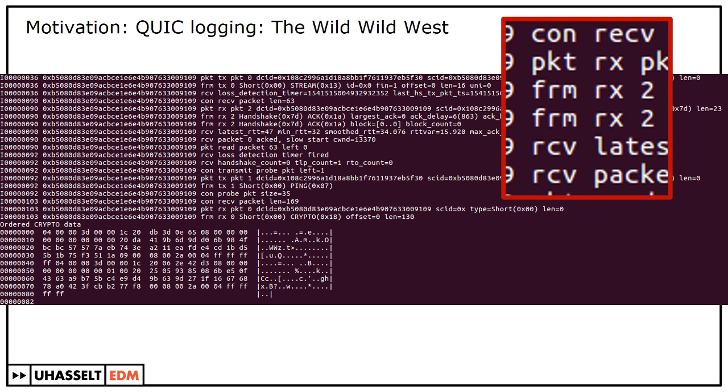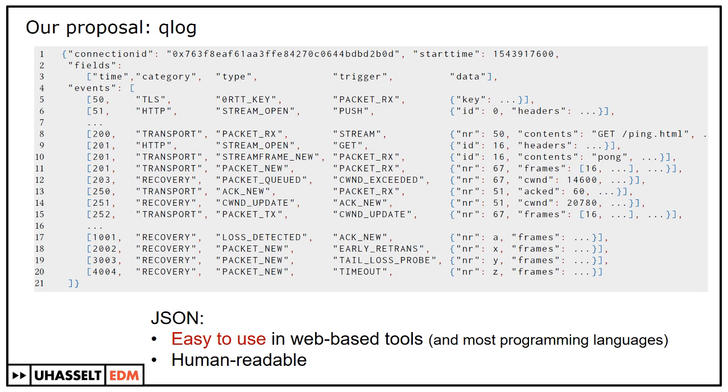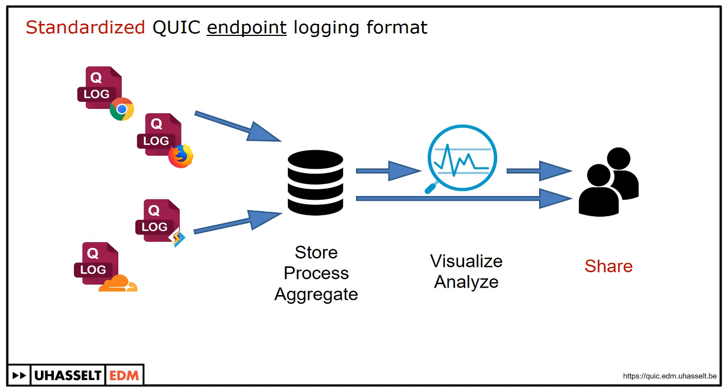So next slide. We proposed such a format called qlog. It's really quite simple. It's just a JSON file in a particular scheme. JSON because it's easy to use in web-based tools, and because it's human readable, so you can use it also without using specialized tools. Next slide. So the idea is that if everybody just outputs the exact same format, it's easy to aggregate this, it's easy to share, and it's also easy to write reusable tools, so that if we write tools, anybody doing anything with QUIC can immediately use them, which is quite nice.